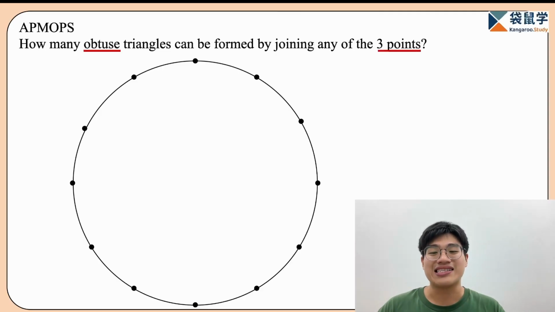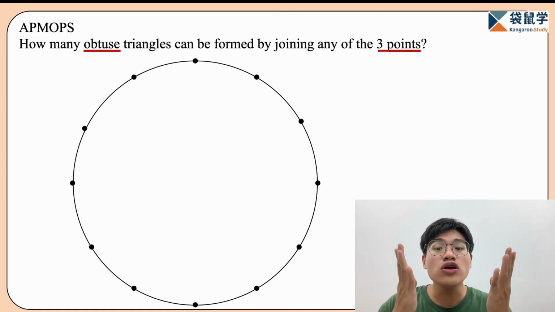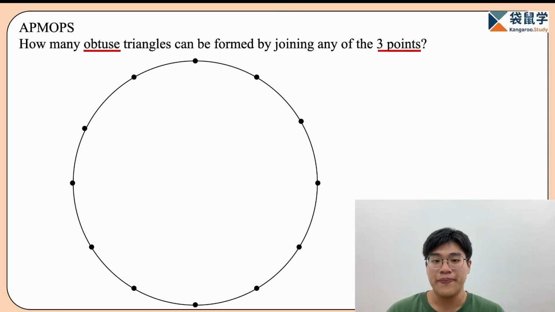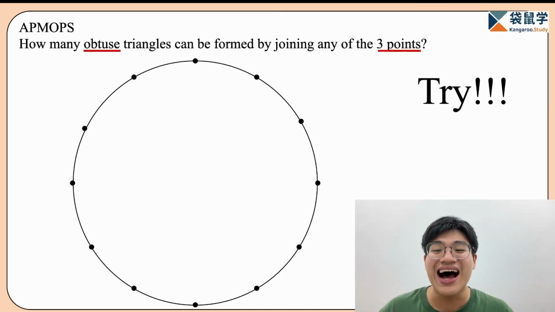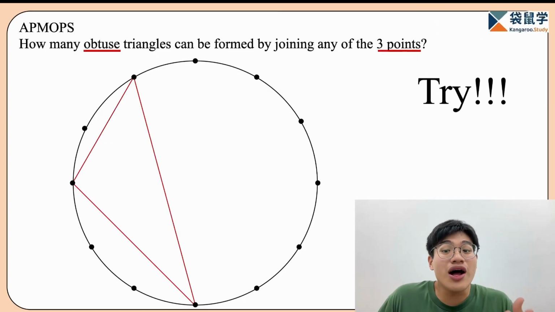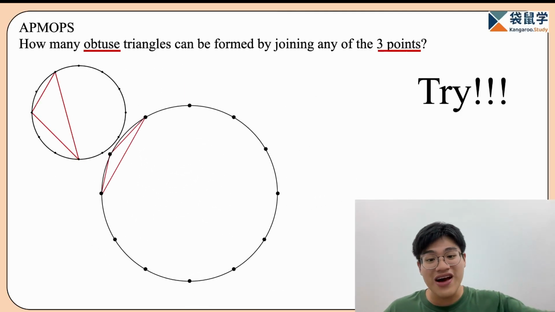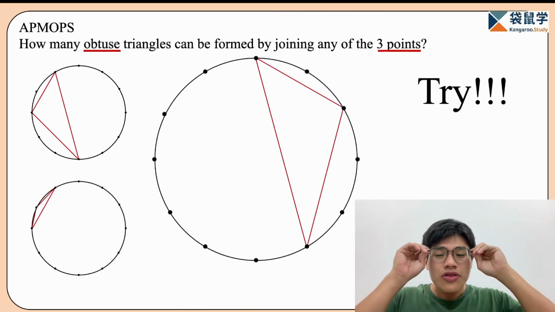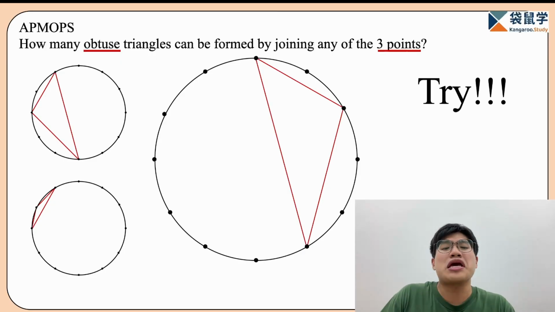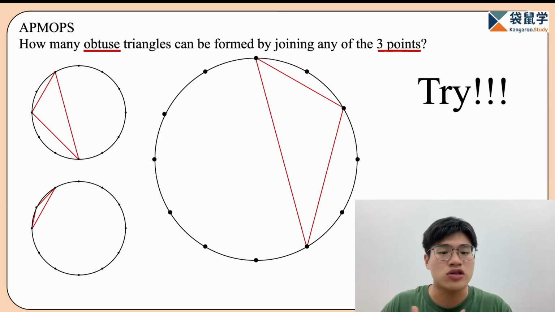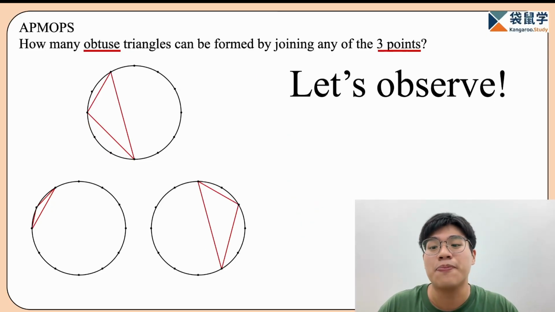Now let's see on the circle. There are 12 points on the circle. How do you want to do this question here? Let's try to draw the triangle. So we can draw the triangle like this, or like this, or even like this. So there are too many triangles to draw, and we may repeat some triangle and maybe ignore some.